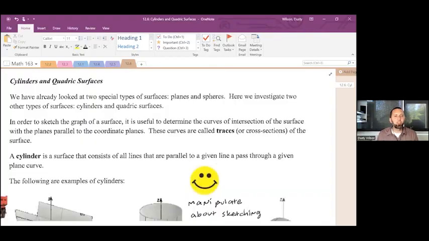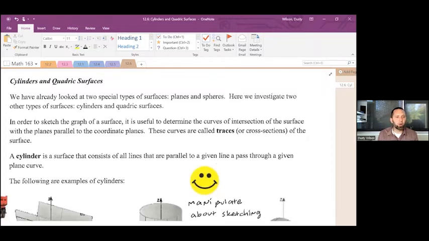Today we are going to talk about cylinders and quadric surfaces. We've already looked at two special types of surfaces, planes and spheres. We also looked at lines, but those are not surfaces. Here we're going to investigate two other types of surfaces, cylinders and quadric surfaces.